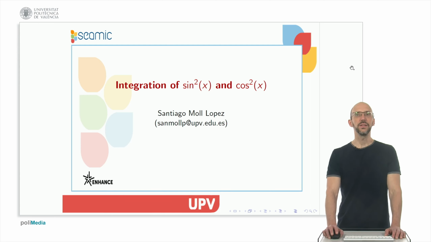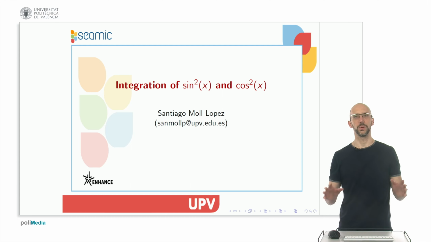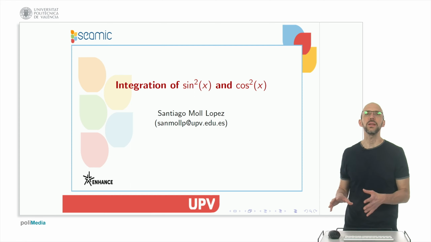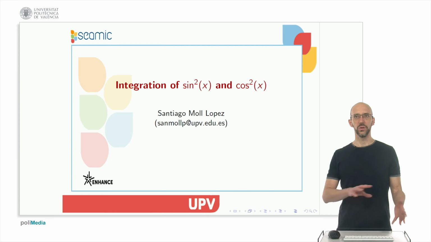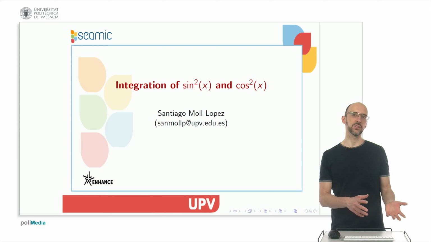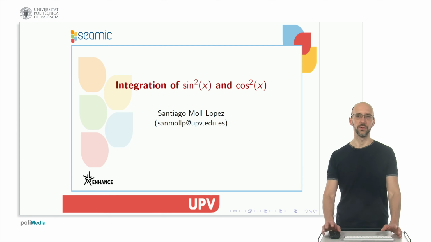Hello guys! In this video we are going to integrate two specific functions. They are very important because they appear in many exercises, so I want you to have a different way of calculating these integrals. I will tell you that sine squared and cosine squared can be calculated using integration by parts, but let's calculate them in a different way, okay?